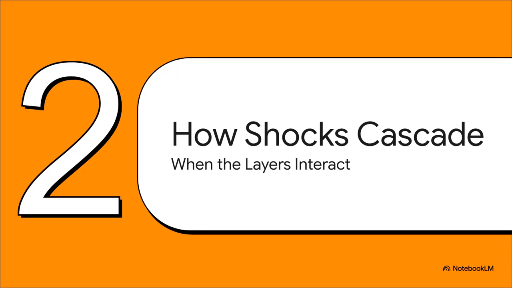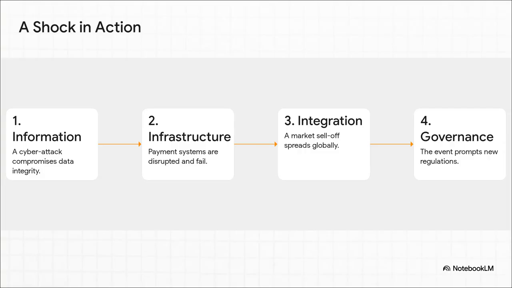So we have our 4 layers, but here's the crucial point. They don't just sit there in their own little boxes. Nope, they are constantly interacting, creating these complex feedback loops. And it's those connections that can turn a small, isolated problem into a full-blown systemic crisis. Let's see how this actually works.